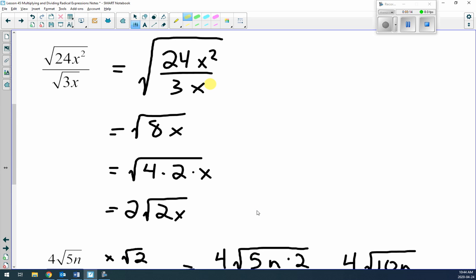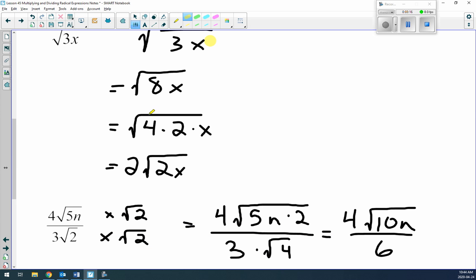Can we break this down? Yeah, the 8 can break down to 4 and 2. The square root of 4 is 2, goes outside the symbol. So we have 2 root of 2x.